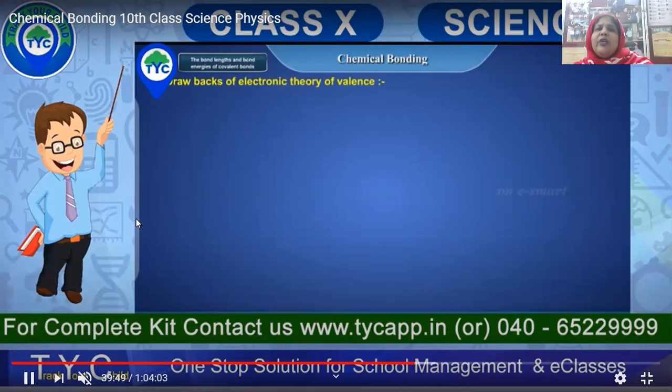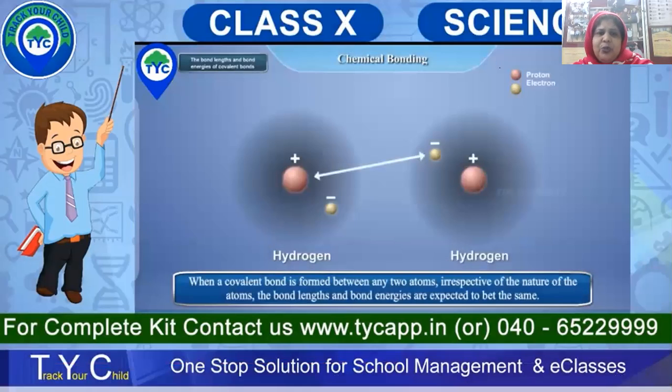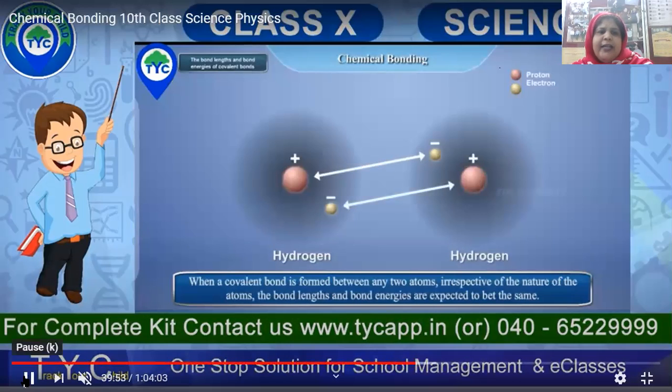So here the electronic theory of valency comes into the picture. See what exactly is happening here. When a covalent bond is formed between any two atoms, irrespective of the nature of the atoms, the bond length and the bond energies are expected to be the same.